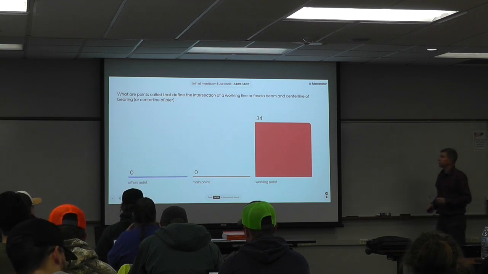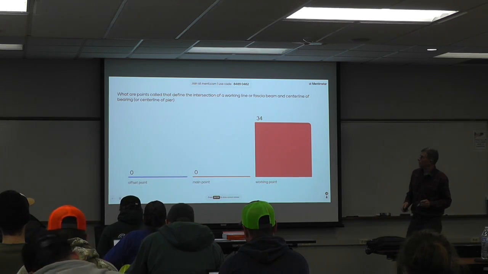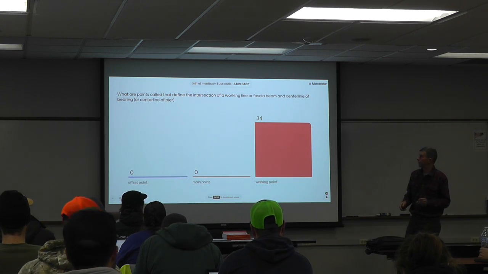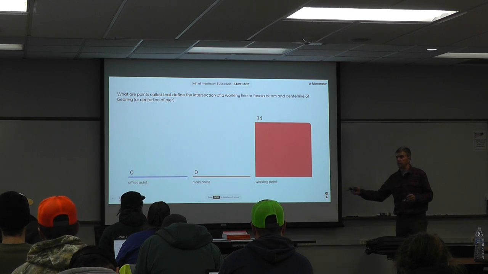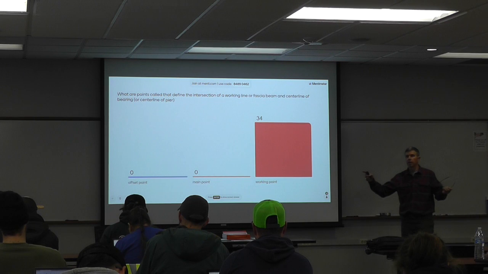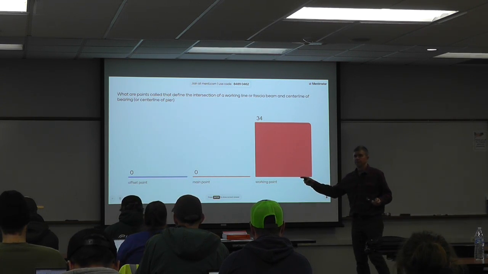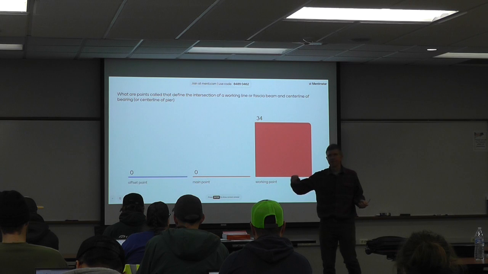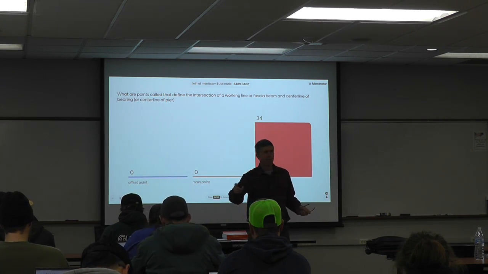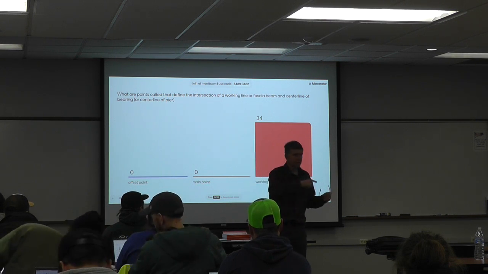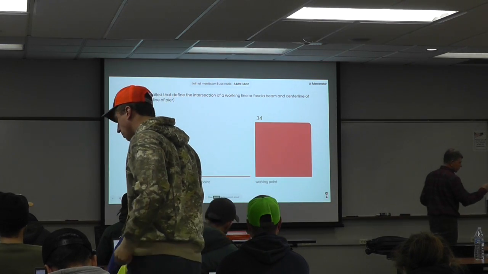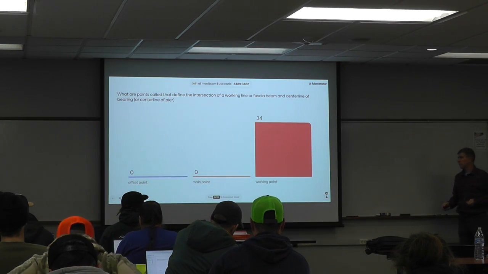So, first one: what are points called that define the intersection of a working line or a fascia beam in the center line of bearing or center line of pier? So we got that right. Working points. And to make it a trick question, where are we going to find the working points? On a survey sheet and route plan. Yeah, they're on many sheets. The working points tell us where we are compared to the substructures and the fascia beams or the center line of working.